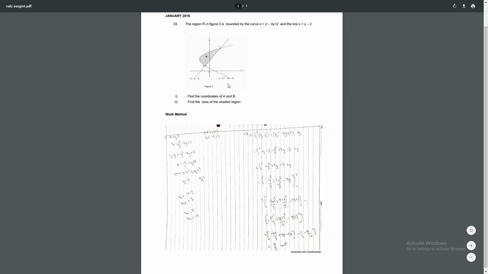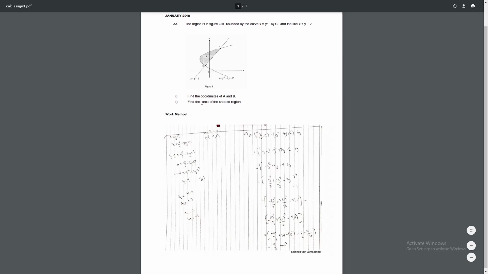From the figure 3, we can see that the straight line and the parabola, they are merged together. Therefore, they have two intersection points, which are A and B, and that's what the question wants us to find out. How? We can use simultaneous equation, and that's how you get the coordinates.